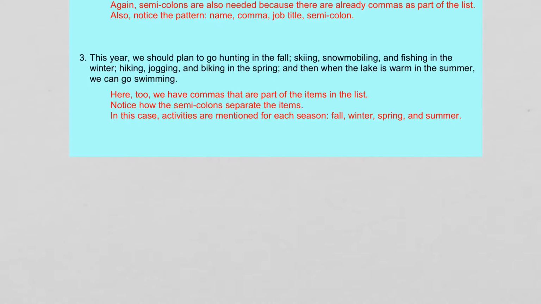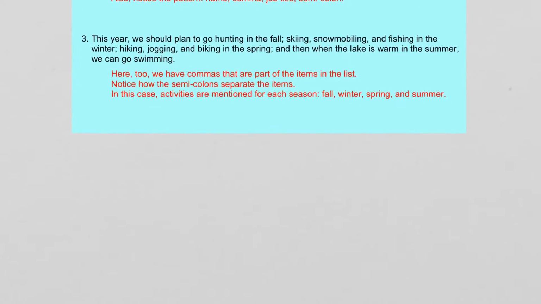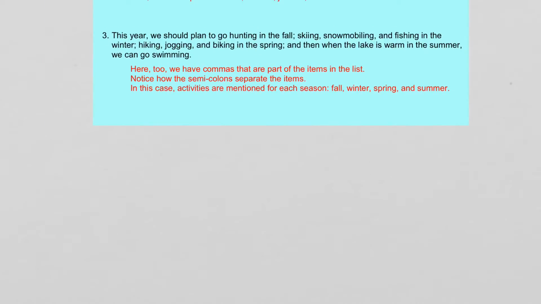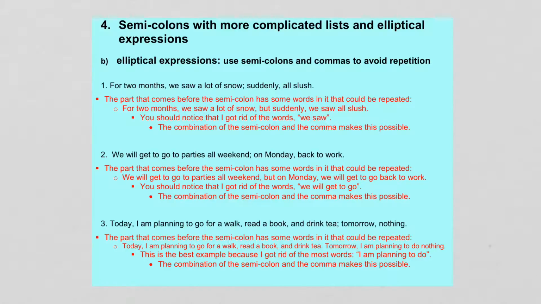except it's a little bit more complicated because in the list is sort of what we should do for each time of year. Notice how the semicolons separate the items, right? So the stuff to do in the fall versus the stuff to do in the winter versus the stuff to do in the spring, and then the stuff to do in the summer. All right, so of course, as I said, activities are mentioned for each season: fall, winter, spring, and summer.